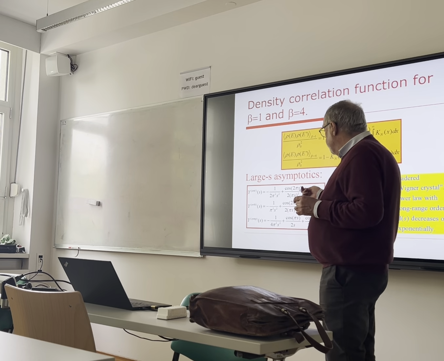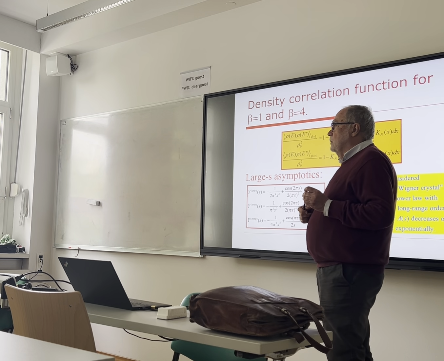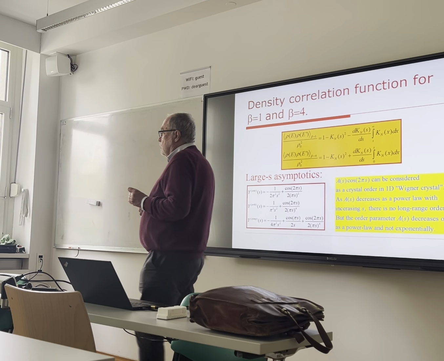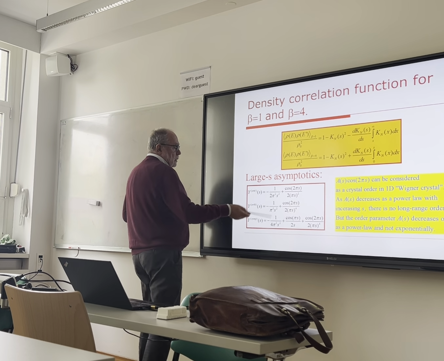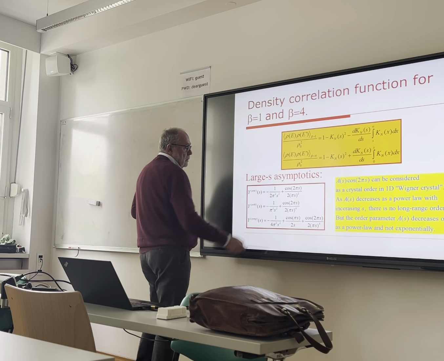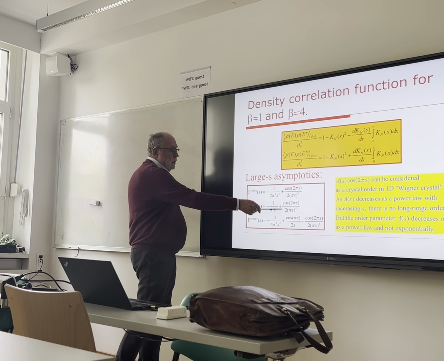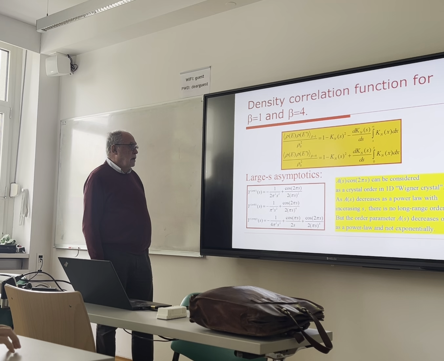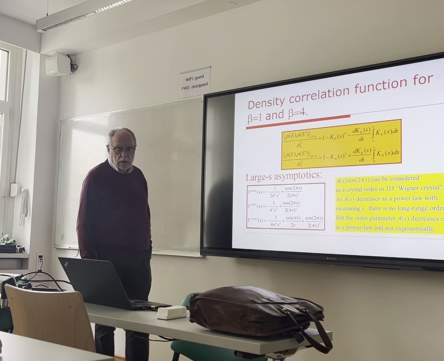If we have zero temperature, then in one dimension there is no long-range order, but there is a power law decrease of the corresponding order parameter. And this is what random matrices also display in some exact form.